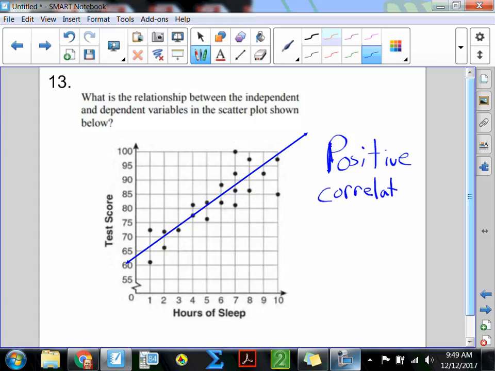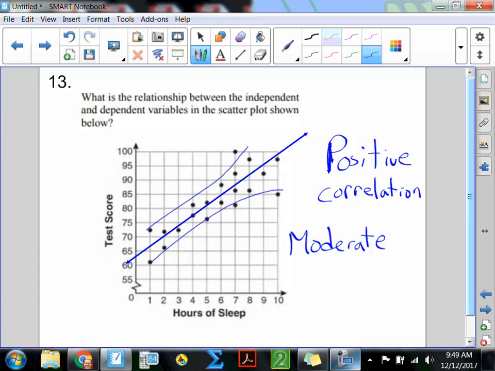And then the question is whether it is strong, weak, or moderate. It seems like all the points are pretty close to the line. Not extremely close to the line, so I wouldn't call it strong. I would call it moderate. A weak correlation means a correlation is almost hard to see, or it'd be very difficult to make a prediction.